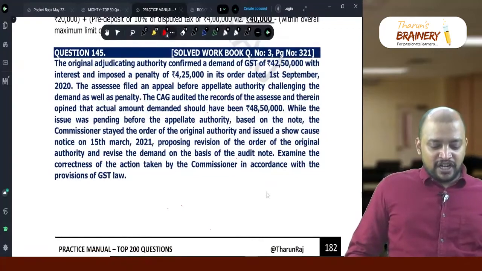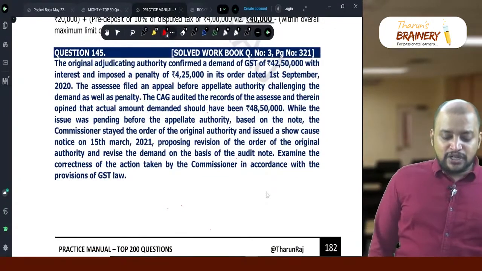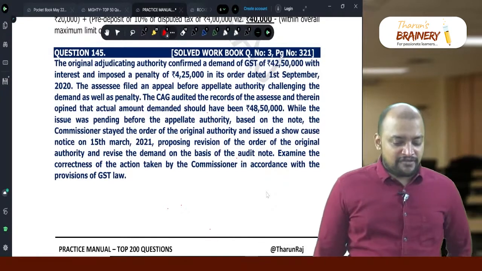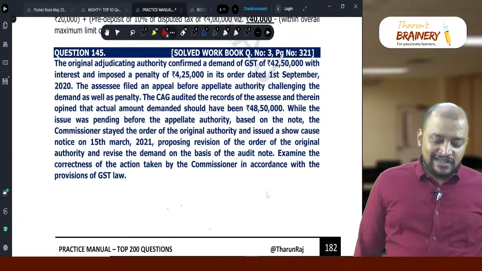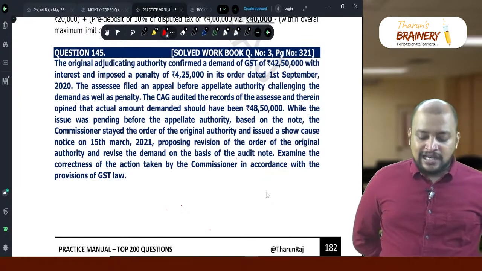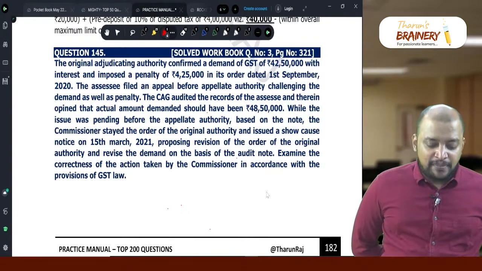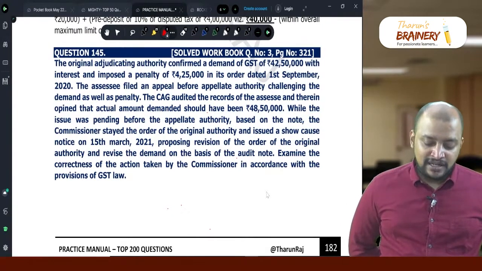Question number 145. The original adjudication authority confirmed a demand of GST of 42,50,000 with interest and imposed a penalty of 4,25,000 in its order dated 1st September 2020. The assessee filed an appeal before the appellate authority, the first appeal, challenging the demand as well as the penalty.